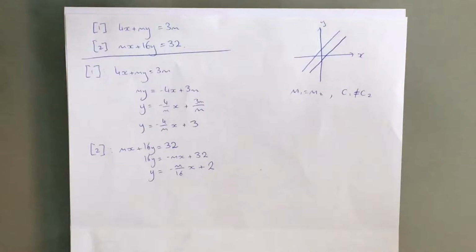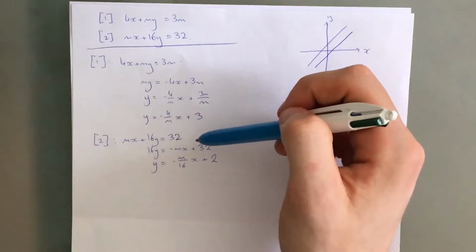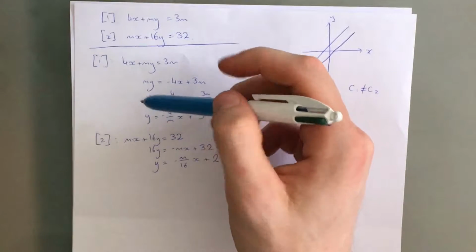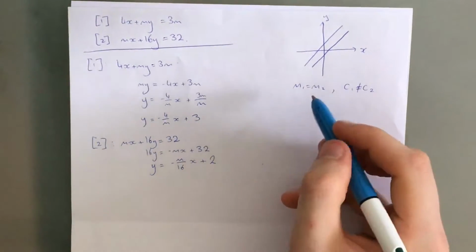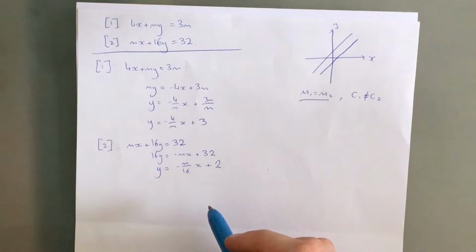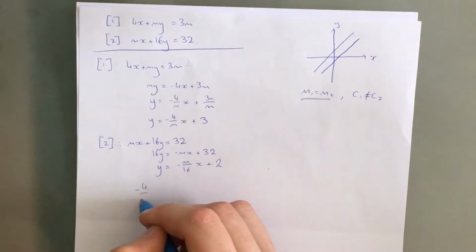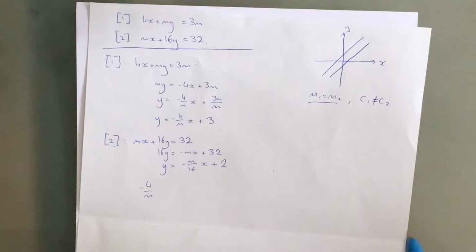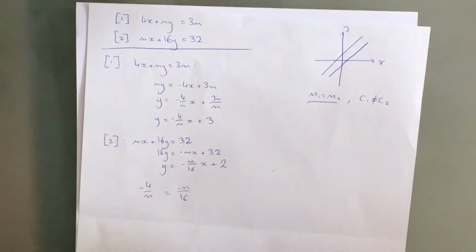Now that we've got our equations in the form y equals mx plus c, we can actually compare them, because when we've got it in the earlier form, it's very, very difficult to compare. It's like comparing apples and oranges. They're not the same thing, whereas when they're in this form here, y equals mx plus c, they're very, very easy to compare. So the first thing we need to do, we know that the gradients are the same, which means that we need to equate these two gradients to each other. So we take the first gradient, which is negative 4 over m, and the second gradient, which is negative m on 16. And then we just solve for m.